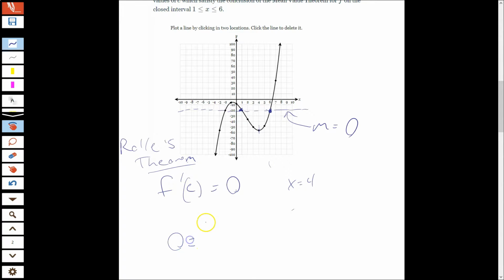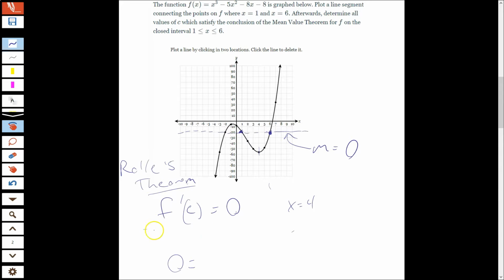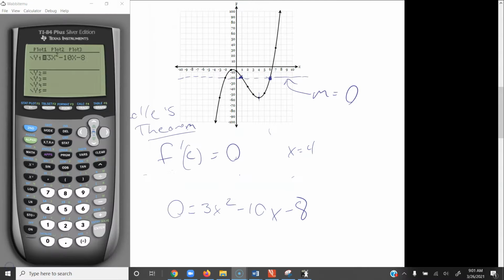So I'd say 0 is equal to my derivative, which would be 3x squared minus 10x minus 8. And there are a couple of different ways your calculator can help you here. The easiest way is to just type it into the grapher. So make sure it's equal to 0, type it in, and then draw the graph. And we get a parabola, which is what we would expect, right? I'm going to make sure I'm at standard zoom, so I'm going to do zoom 6, just to double check.